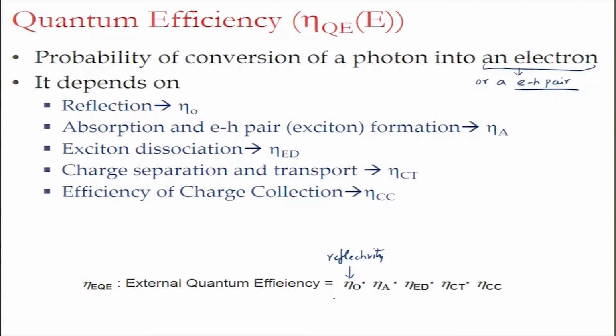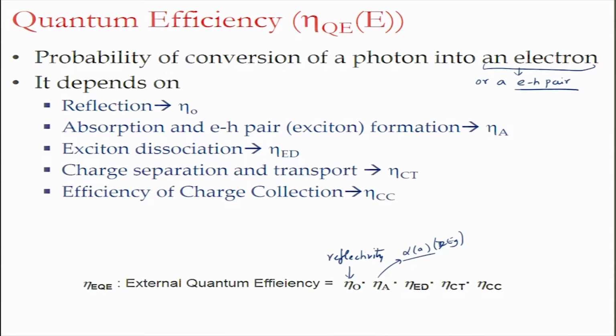So, basically you would like to minimize the reflection losses, which means you would like to make this eta O close to 1. Then we have eta A, which is absorption. So, basically above the band gap all the energies must be absorbed. So, you want to maximize this absorption efficiency. So, this is related to alpha A and the band gap. And then above the band gap basically you would like to absorb everything.